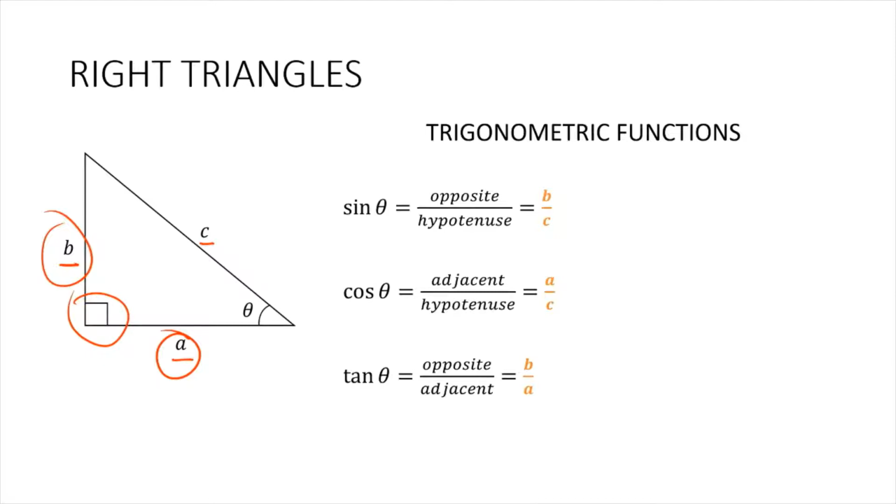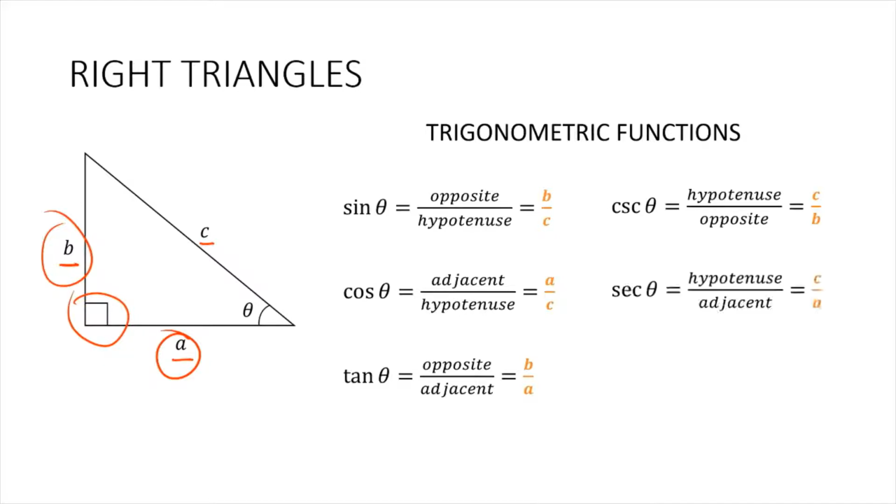The last three trigonometric functions are just the reciprocals of the first three trigonometric functions. Okay, so for the sine function, its reciprocal is the cosecant function. Since it's the reciprocal, it's defined as the ratio between the hypotenuse and the opposite side. The reciprocal of cosine theta is secant theta, and it's defined as the ratio between the hypotenuse and the adjacent side. And then lastly, the reciprocal of the tangent function is the cotangent function, defined as the ratio between the adjacent side and the opposite side.